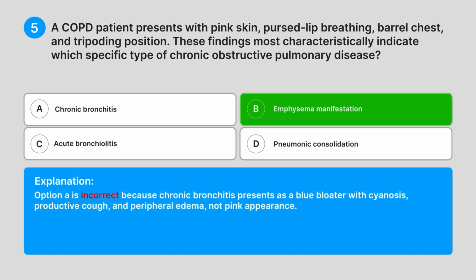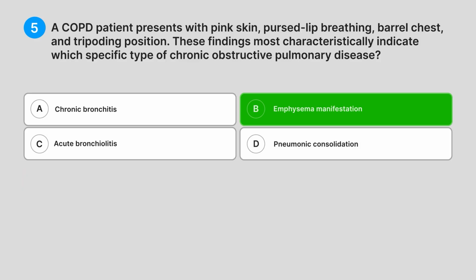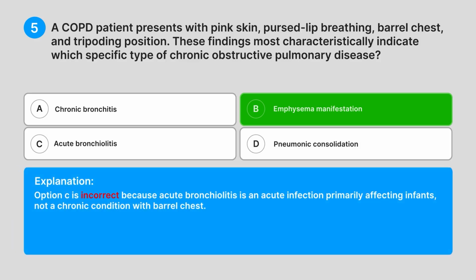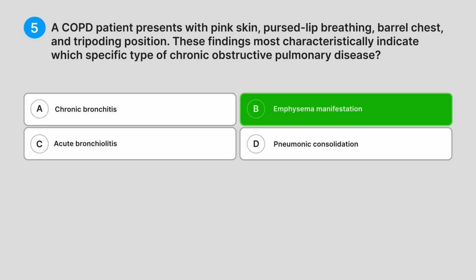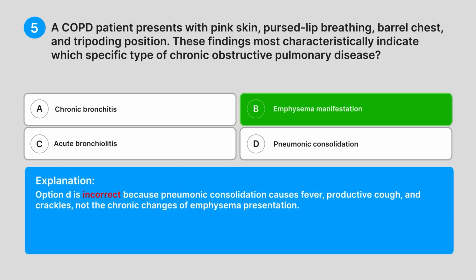Option A is incorrect because chronic bronchitis presents as a blue bloater with cyanosis, productive cough, and peripheral edema, not a pink appearance. Option C is incorrect because acute bronchiolitis is an acute infection primarily affecting infants, not a chronic condition with barrel chest. Option D is incorrect because pneumonic consolidation causes fever, productive cough, and crackles, not the chronic changes of emphysema presentation.